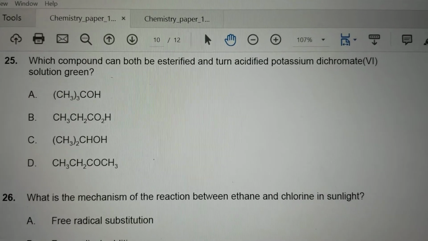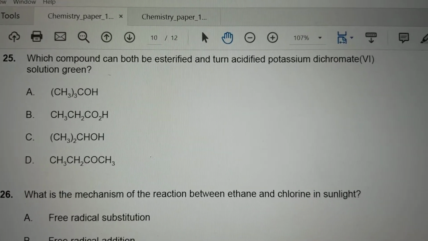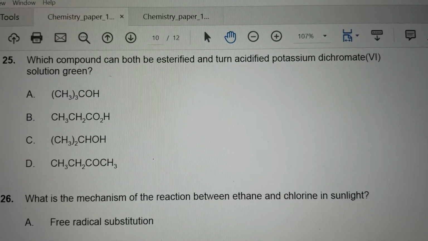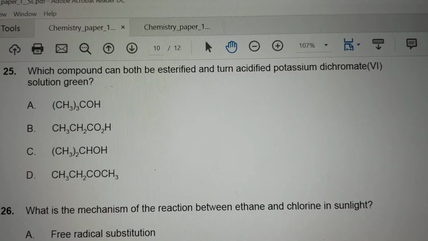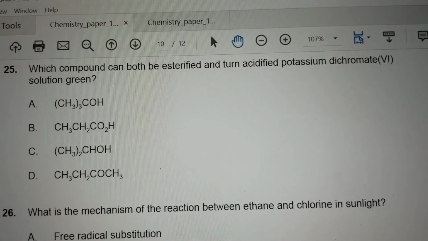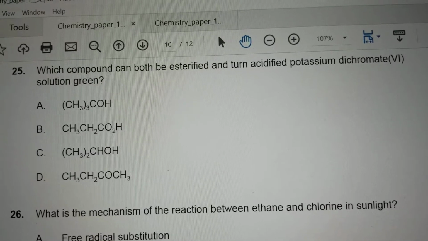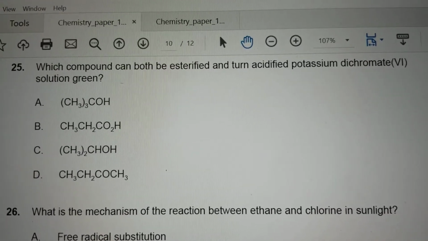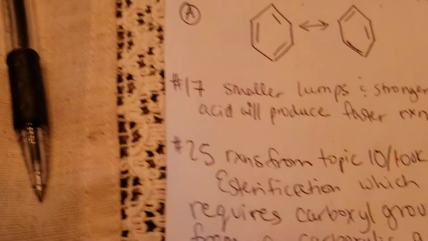For number 25, it asks which compound can both be esterified and turn acidified potassium dichromate solution green. What I did is look up esterification. For esterification, you have to have a carboxylic acid and an alcohol, and it turns out that you need the carboxyl group of a carboxylic acid. So I drew all 4 of those molecules out, and this is what I got.